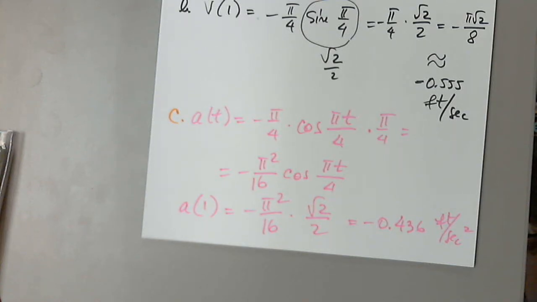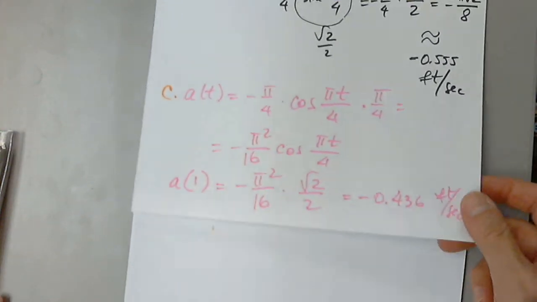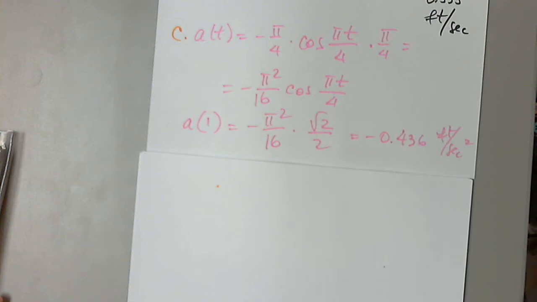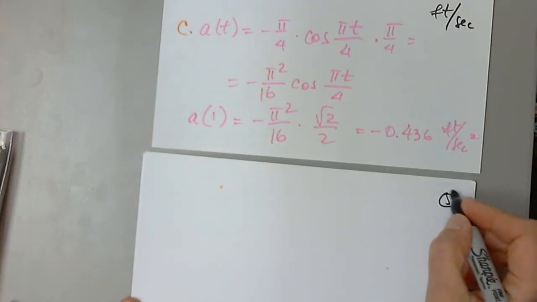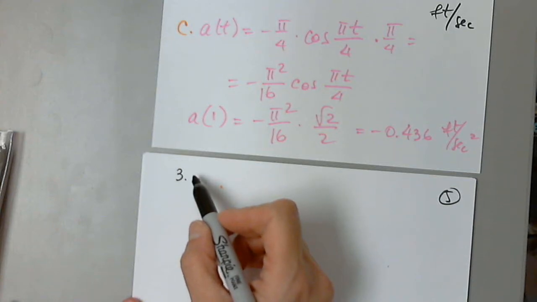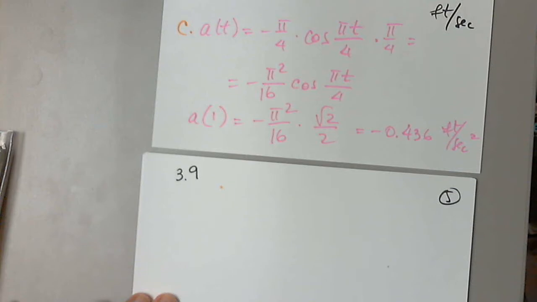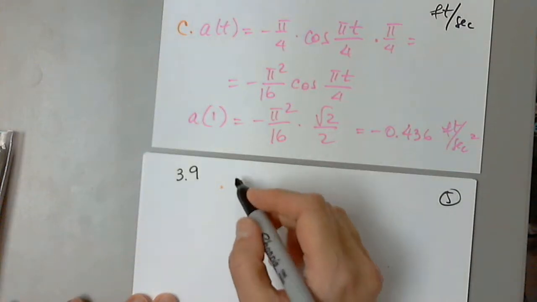That was it. That's it? Okay. Anything else? Okay. So let's continue now with 3. We do not cover 3.8 in this class. It was covered in pre-calculus. So we jump directly to 3.9, related rates.